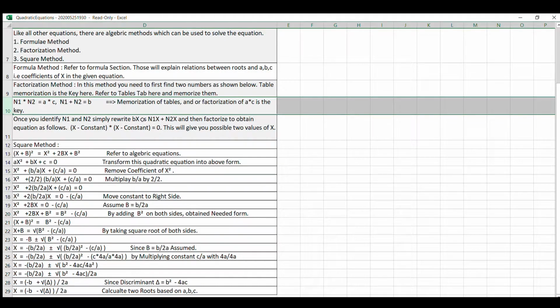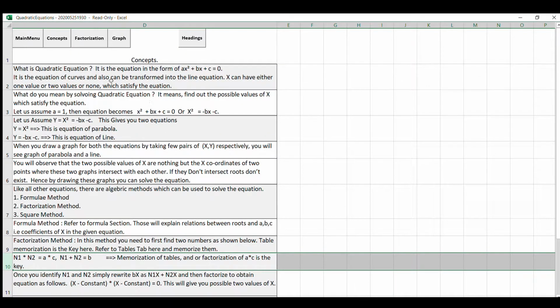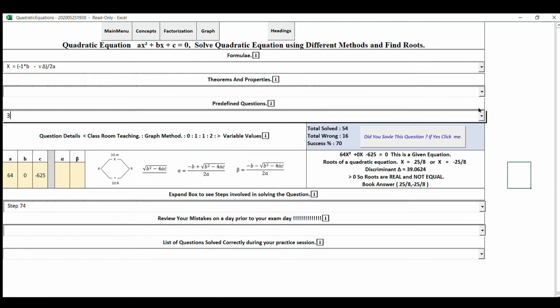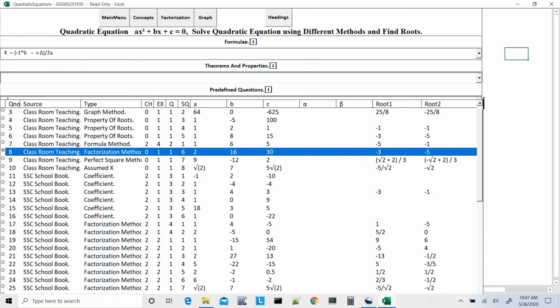You have to remember to find n1 and n2. This way, your table memorization has to be very good. You have to remember these tables thoroughly, then only you can solve these sums very quickly. Otherwise, it will be difficult to find the n1 and n2 numbers in case a into c is a bigger number. So again, one more time, please remember that you have to memorize tables in this case. Now let's take a look at how to solve this factorization sum.